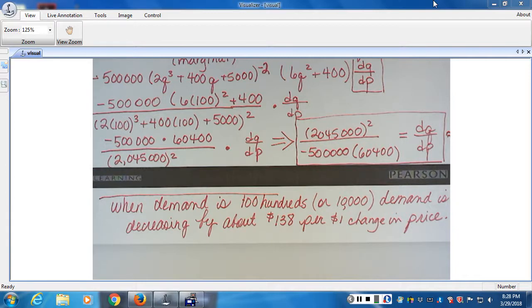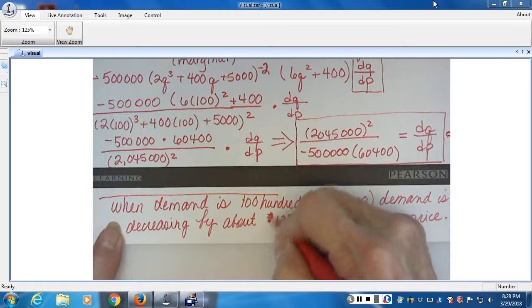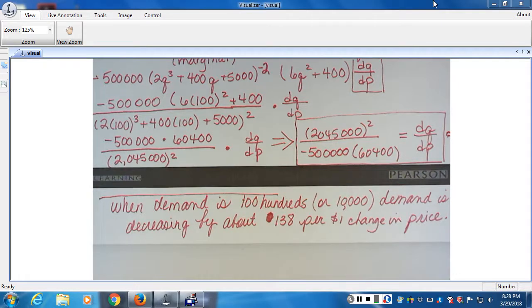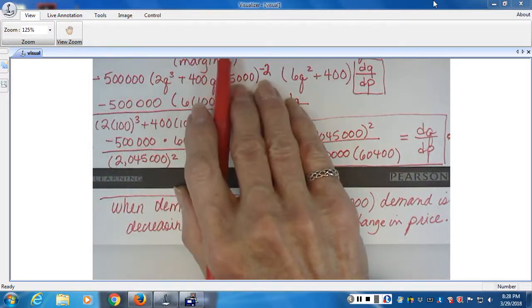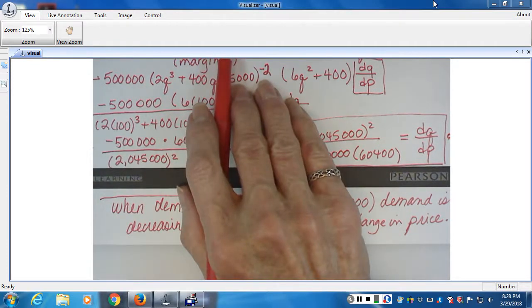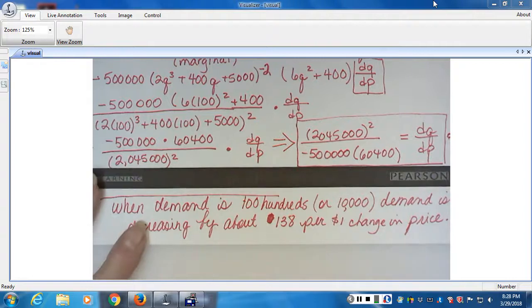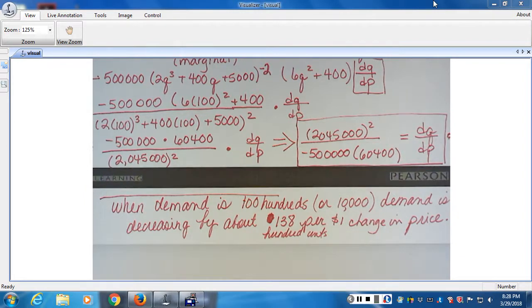Oh wait, I said no. I'm sorry, that's my bad. It's not $138. It's actually, go back up your way, in hundreds of units. So it's 138 hundred units, which would be 13,800 units. I put my dollars in the wrong place.